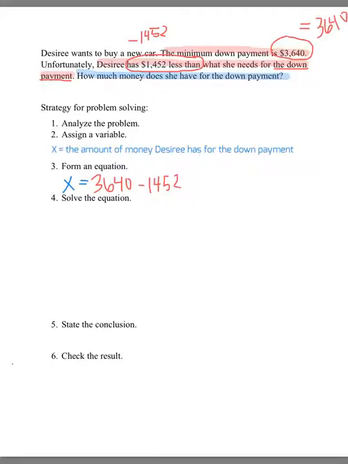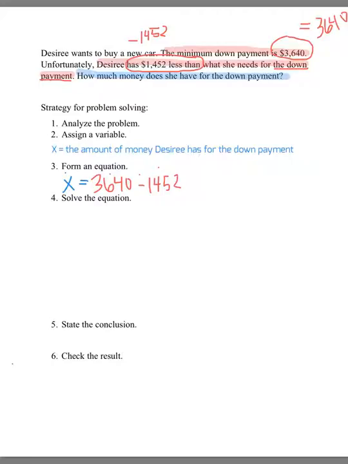So let's revise it to see if it makes sense. We know the down payment is $3,640, and we know Desiree has $1,452 less than that, so we subtract that quantity from the amount of the down payment, and that is going to be the amount of money that she has for the down payment.